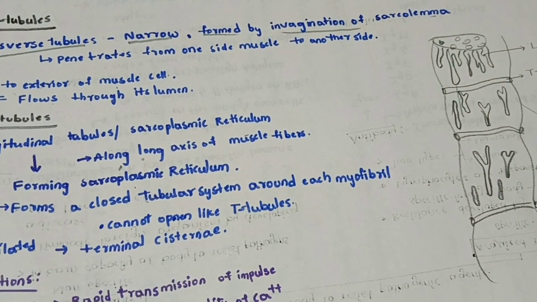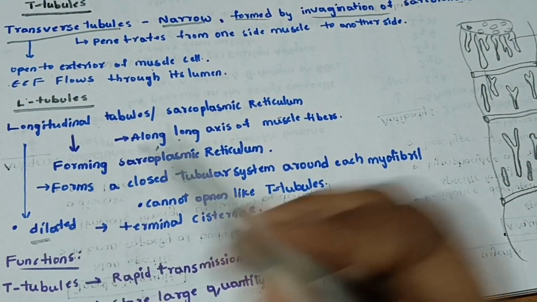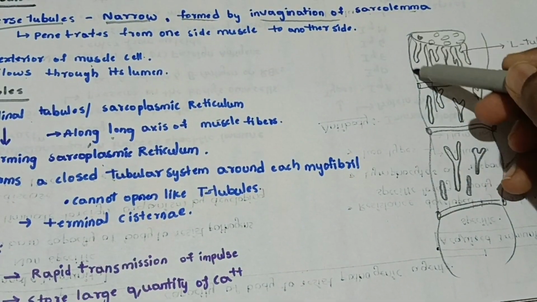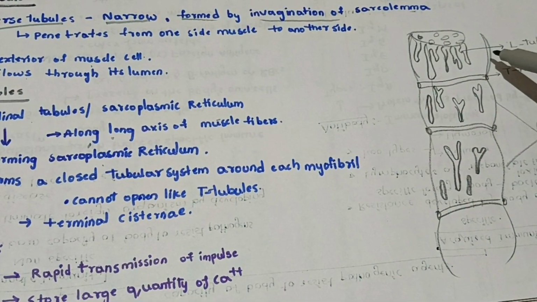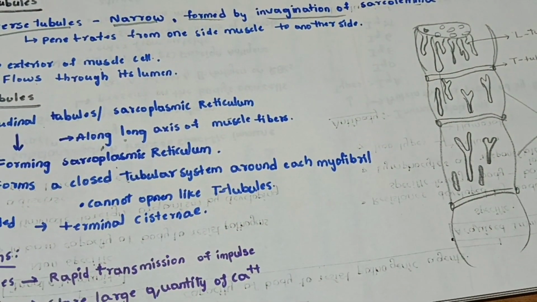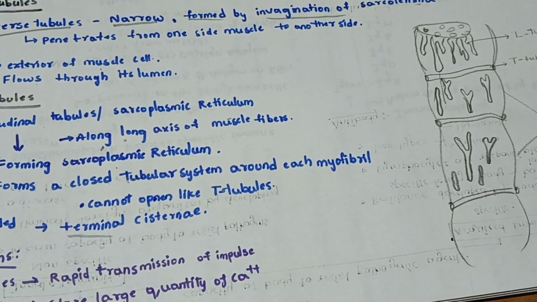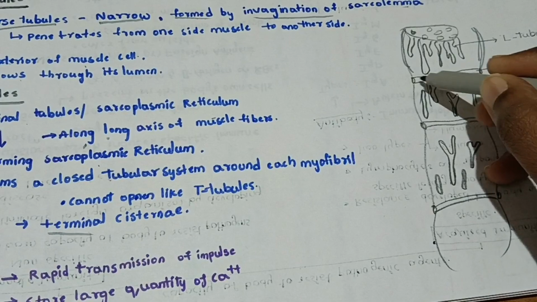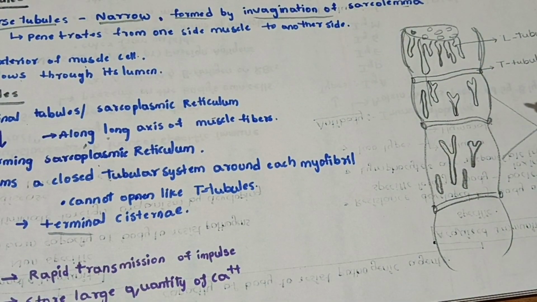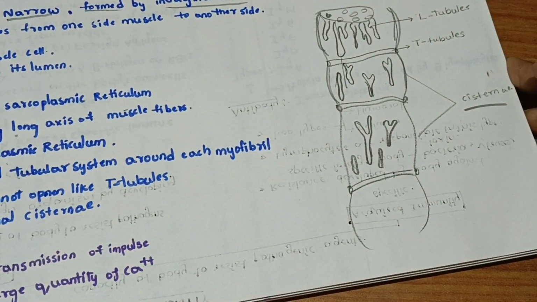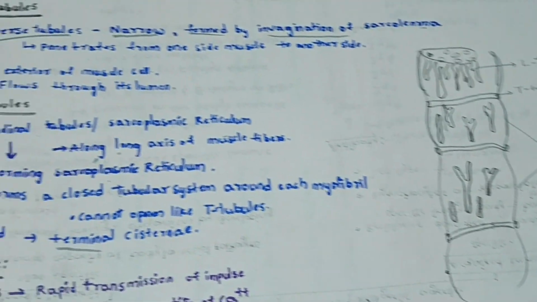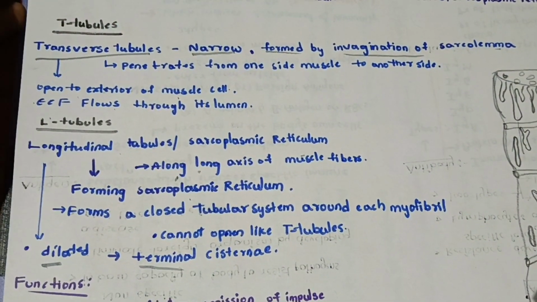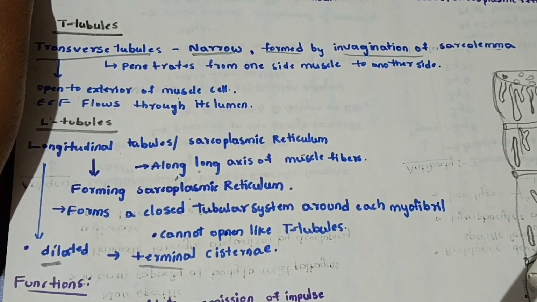Now, see, here they are dilated. These are dilations at the periphery, forming cisternae, known as terminal cisternae. Now, what are the functions of the sarcotubular system?